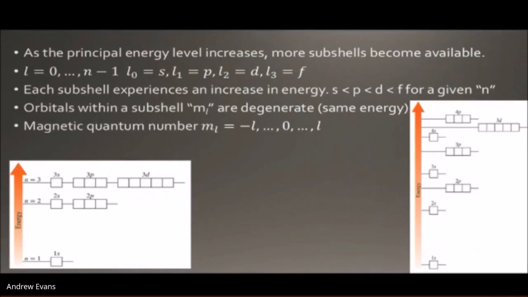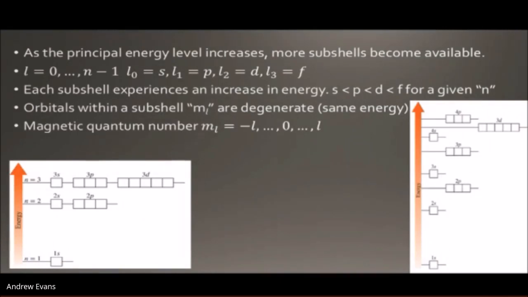Now, as I said, as the principal energy level increases, more subshells become available. There's a weird terminology here where L will range anywhere from 0 to n-1, where L of 0 is S, L of 1 is P, L of 2 is D, L of 3 is F. So when the energy level is 1, it ranges from 0 to 0. So it's only 0.